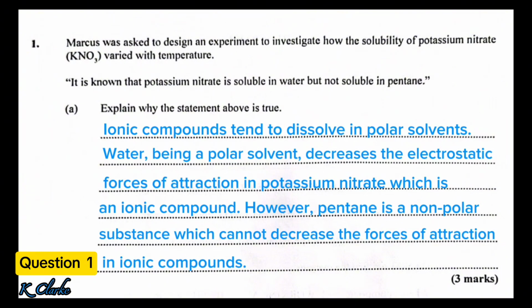Ionic compounds tend to dissolve in polar solvents. Water, being a polar solvent, decreases the electrostatic forces of attraction in potassium nitrate, which is an ionic compound. However, pentane is a nonpolar substance which cannot decrease the forces of attraction in ionic compounds.